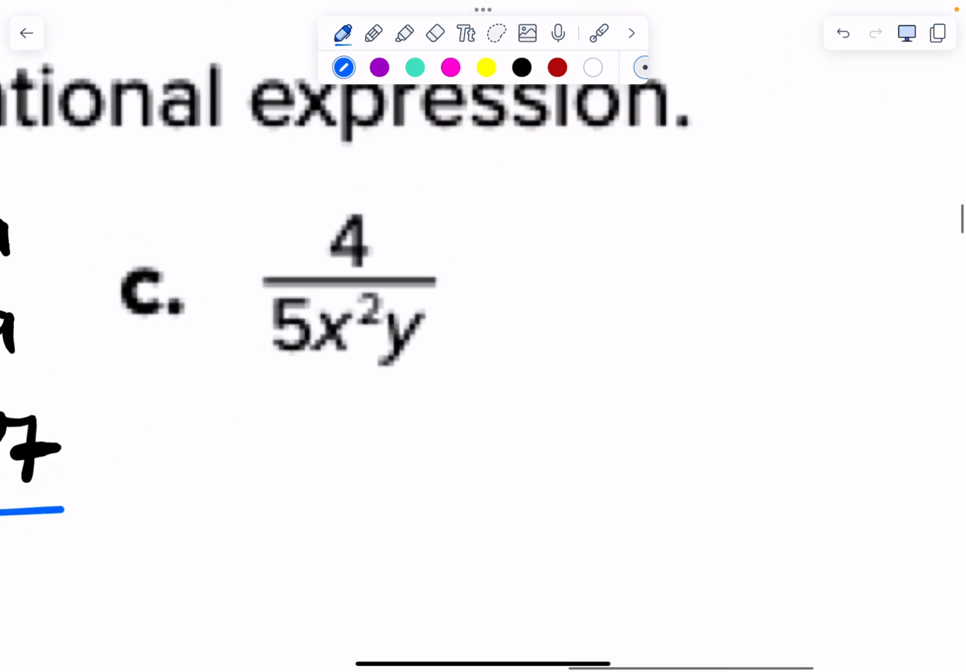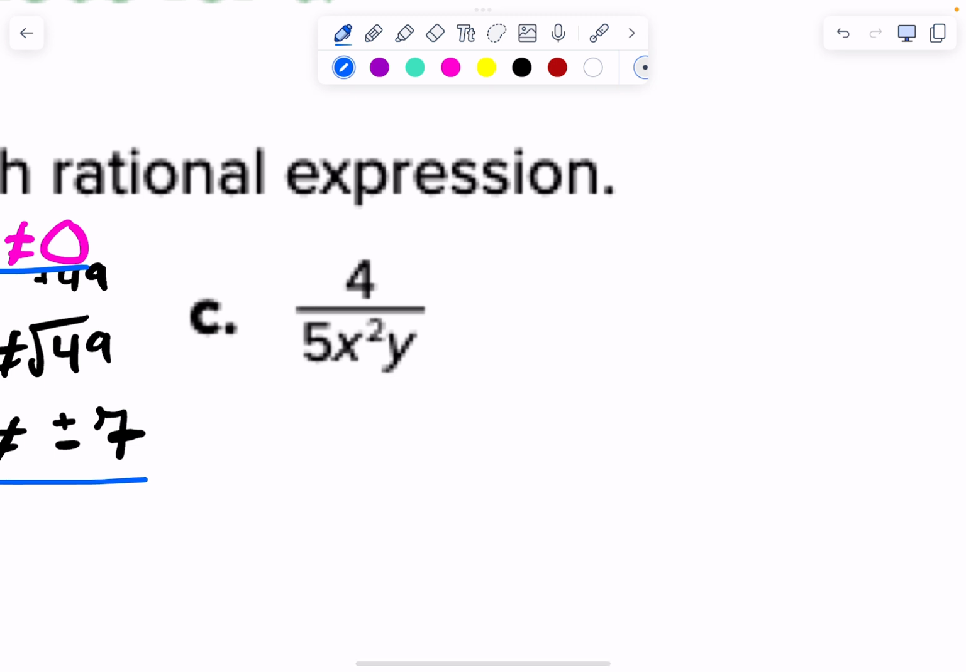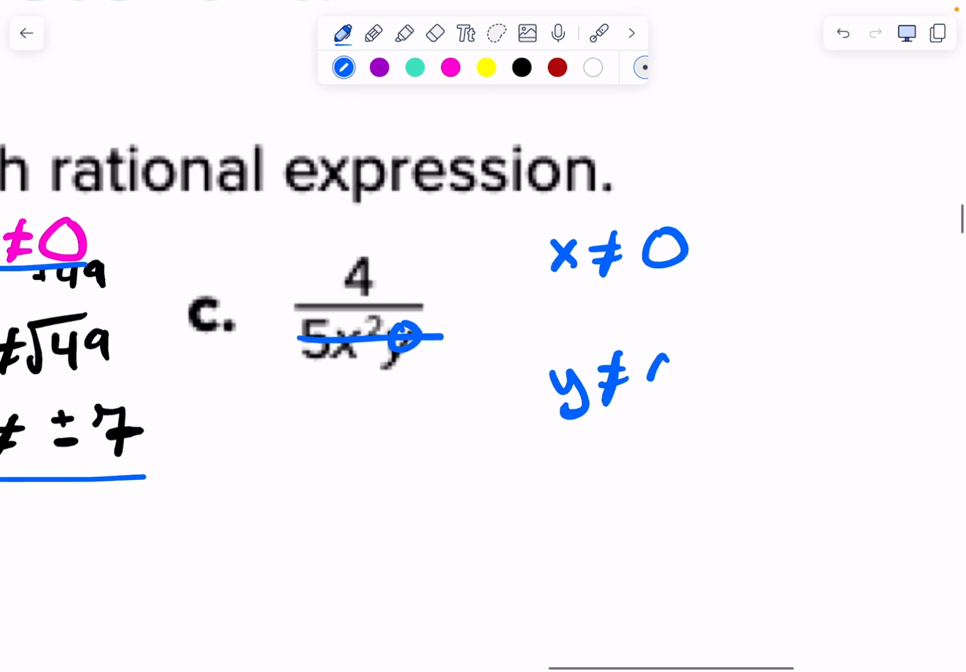What about this guy? Now we have an x and a y. Set it equal to 0. X can't be what? 0. This one's kind of hard to think about. X can't be something and y can't be something. If x is 0, then what happens? It just gets rid of that. 5 times 0 squared times whatever y is, that whole bottom is going to be 0, and we can't have that, right? What can y not be? 0. 0 also, because no matter what x is, anything times 0 is going to make that whole bottom 0. So x can't be 0, y can't be 0. Does that make sense? That's a weird one to think about, okay? So we want to make sure that that 0 doesn't happen in the bottom, okay?